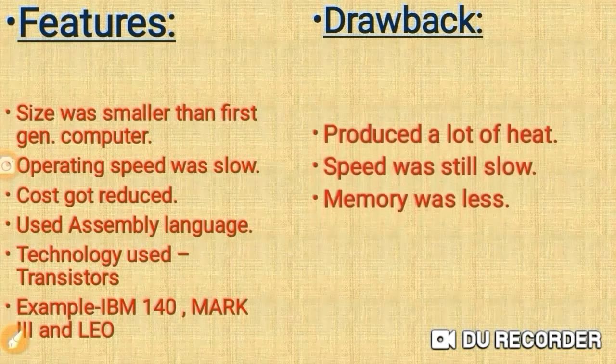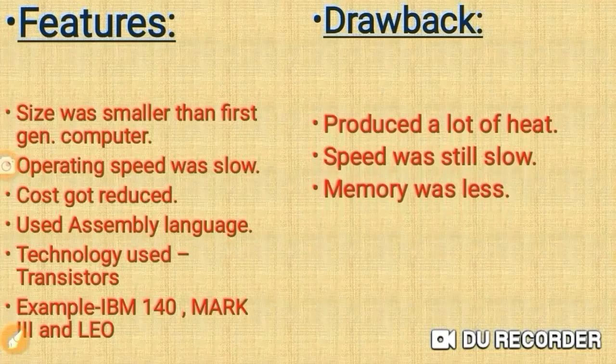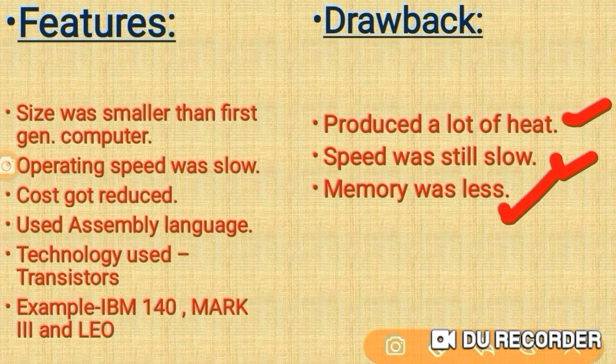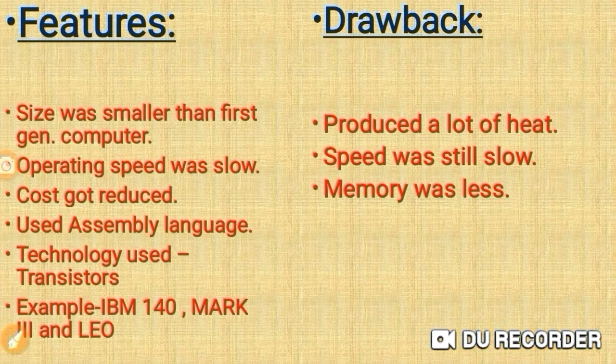Now we'll see the drawbacks of this generation computer. They also produce a lot of heat. That's why air conditioning was required. Speed was slow as compared to future generation computers. Memory was less. So these were the features and drawbacks of this generation computer.